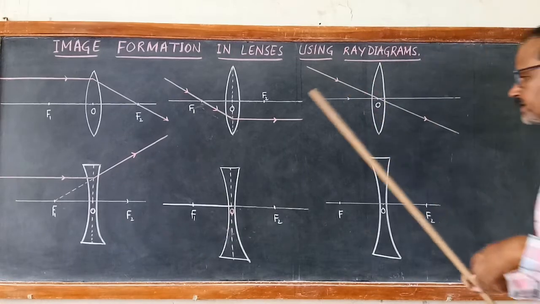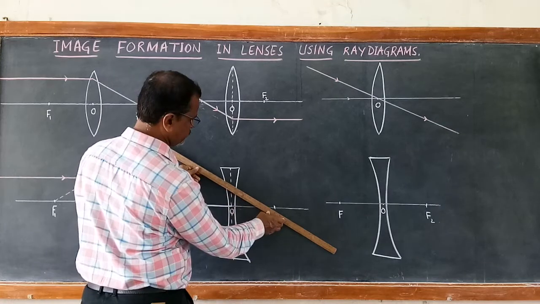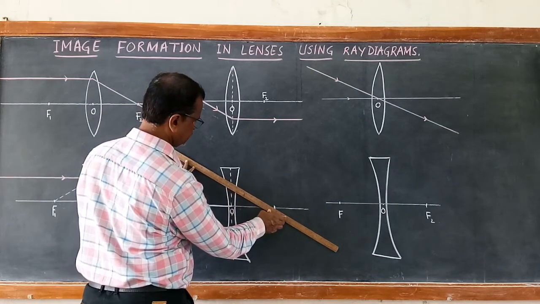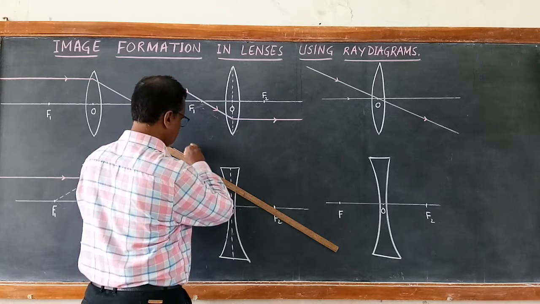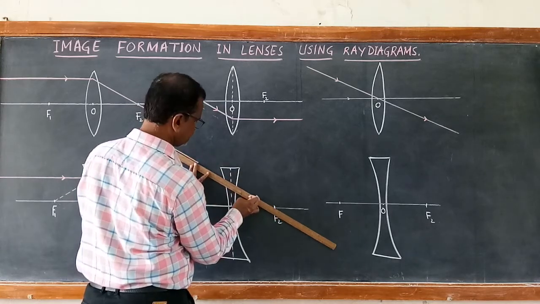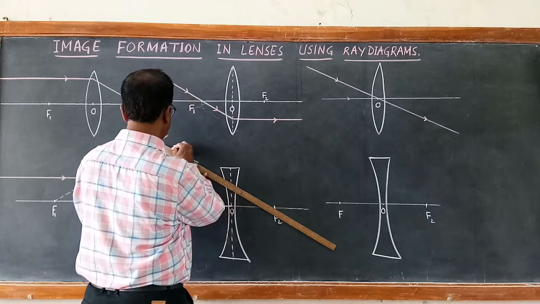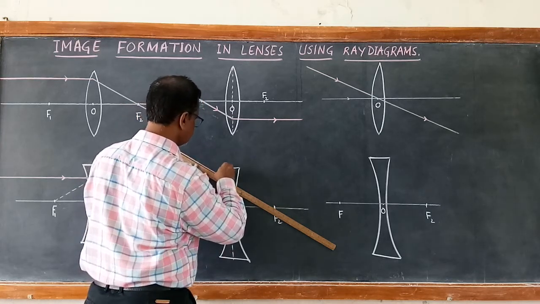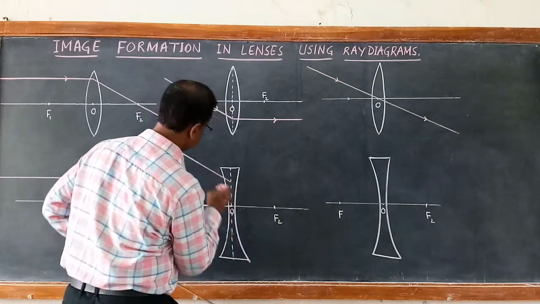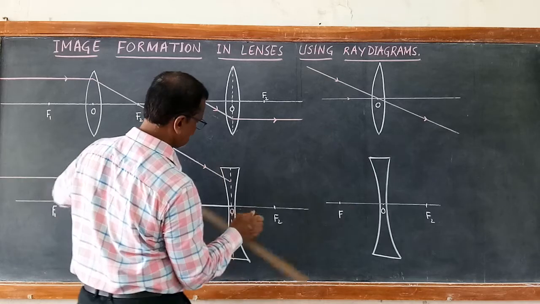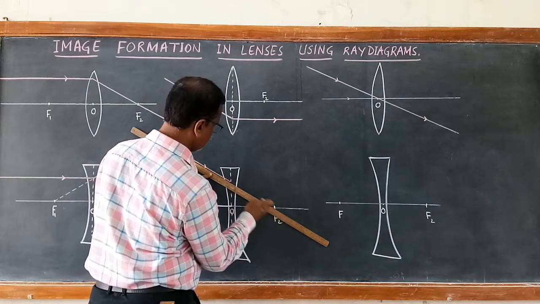Okay, I am drawing the diagram once again. The ray of light which is directed towards the focus on the other side, after divergence, goes parallel to the principal axis. This is actually directed towards the focus on the other side.